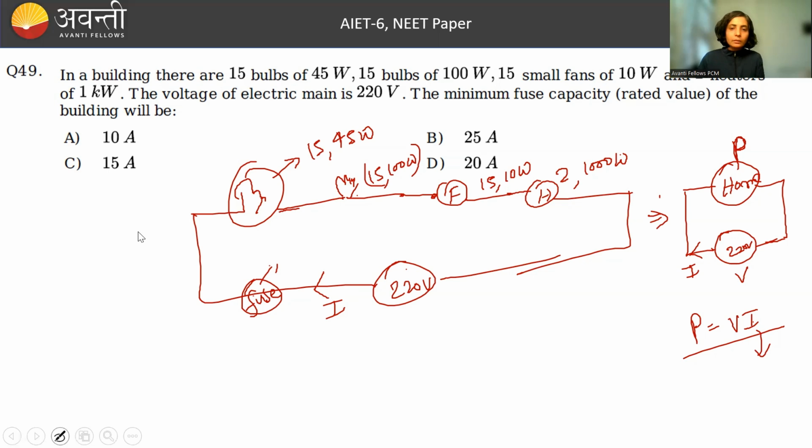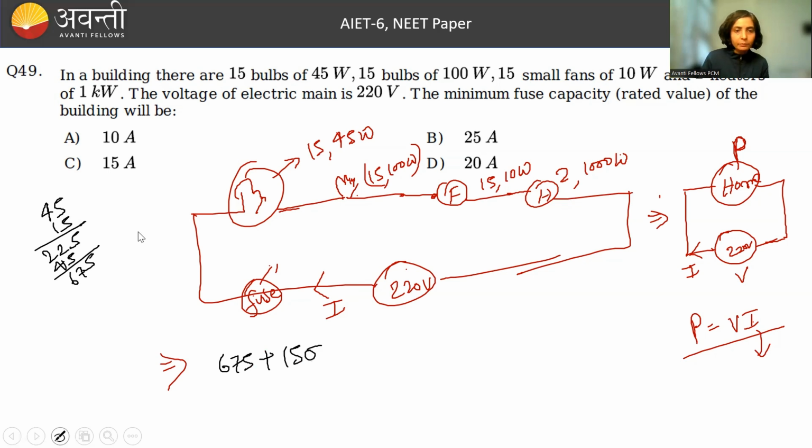Done. Okay, so let's calculate the total power. You just do the calculation. 45 into 15. So multiply it. How much will this be? I am doing it directly here. So this will become 675 watt. First is done. What is your second? 15 into 100, 1500. Second is done. 15 into 10, so 150. And this, how much? 2000.